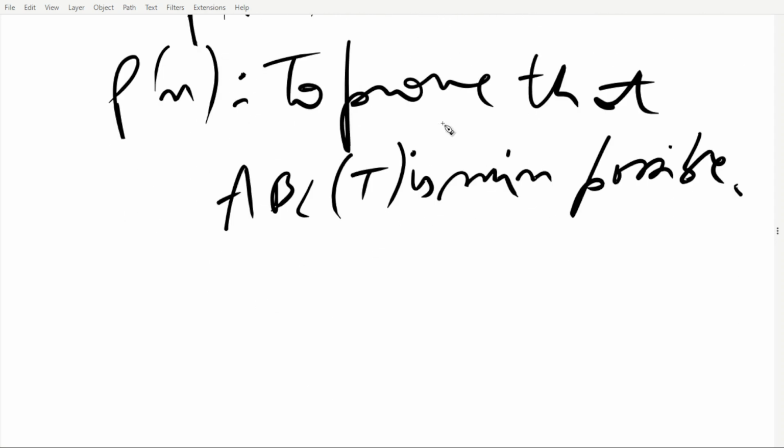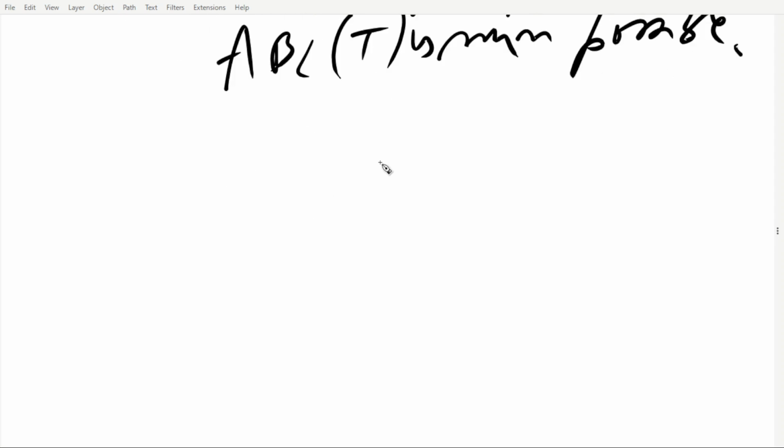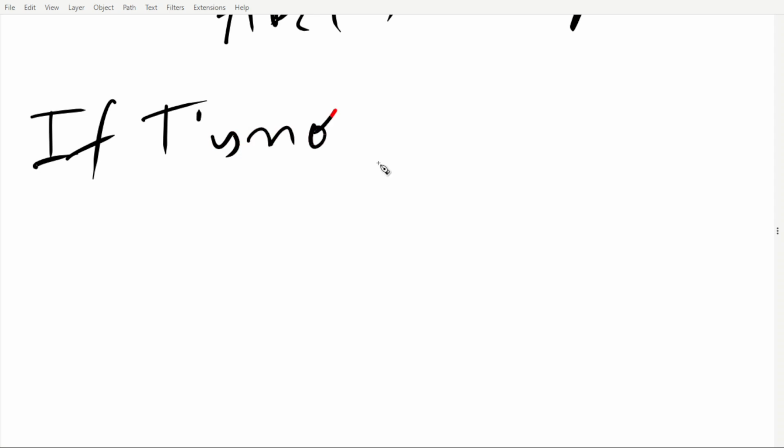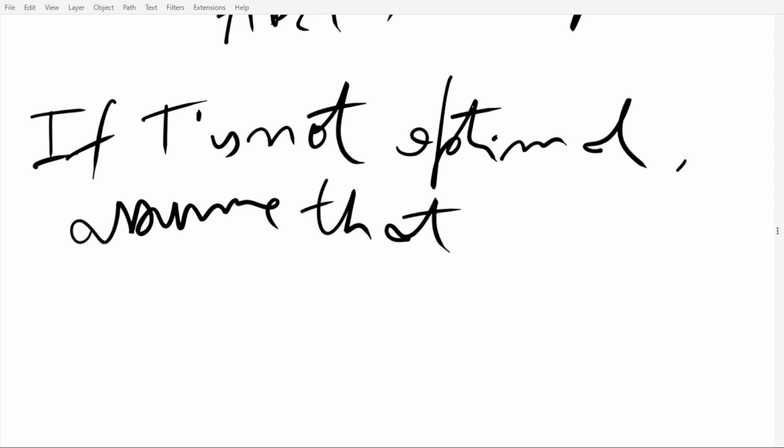So this is a very simple proof using contradiction. If t is minimum possible, then there is nothing to prove. Otherwise, we proceed like this. So suppose t is not optimal, then assume that z is optimal.